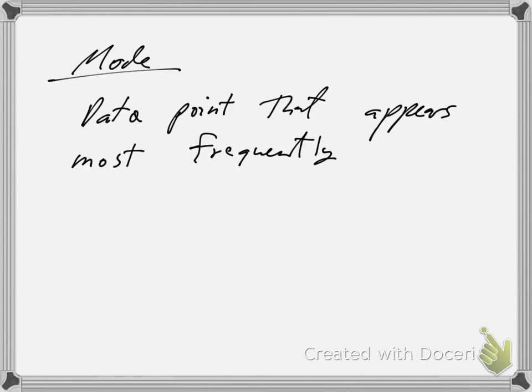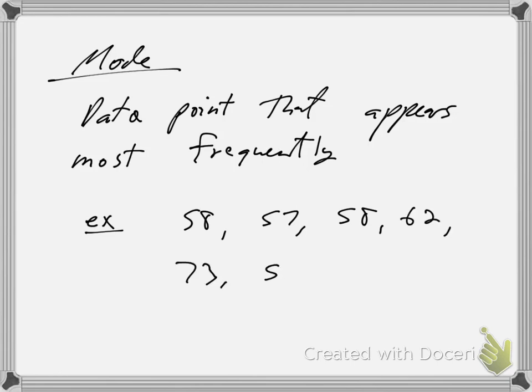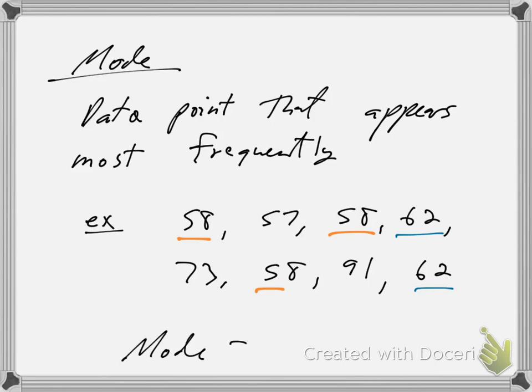So you just look at which item. If I take an example, these are the scores on the test: 58, 57, 58, 62, 73, 58, 91, 62. Which one appears the most often? Well, it looks like 58 appears 3 times, 62 appears twice. So the mode of that data set is 58.